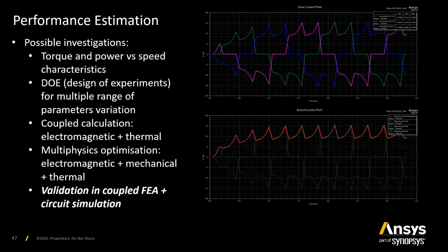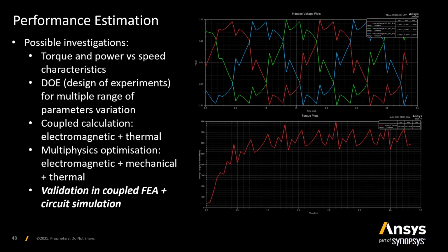And these are the results for the currents on top. Also we see the branch current that is reported on the lower side of this diagram, or if you want, the current that will flow through the battery. The same calculation is used to get the results from the voltage point of view. The upper graph is the induced voltage, and the torque is reported on the lower graph.